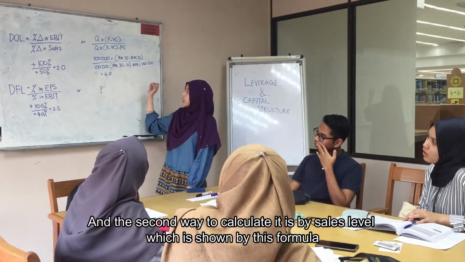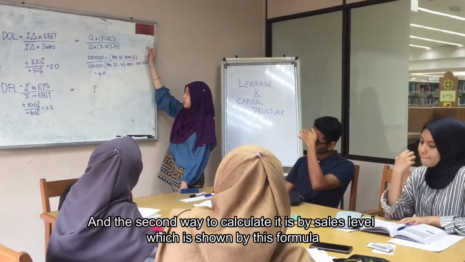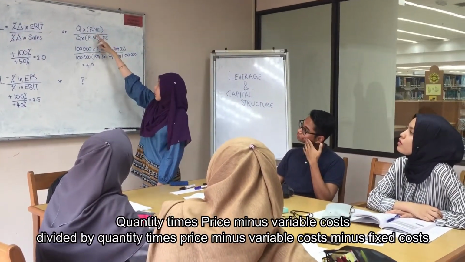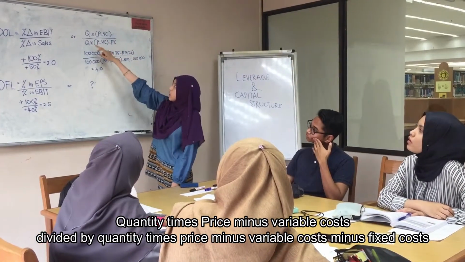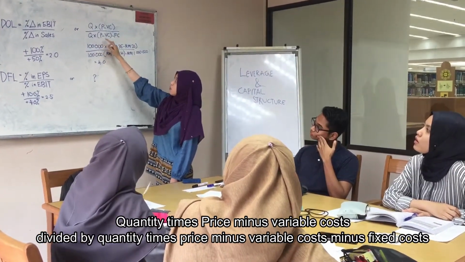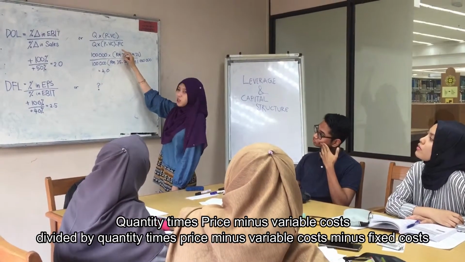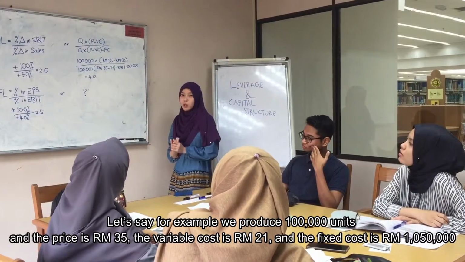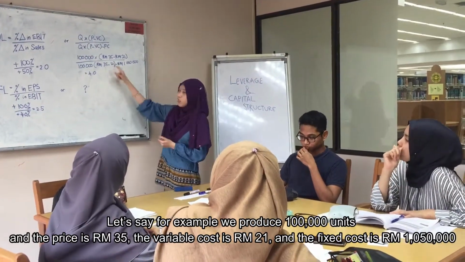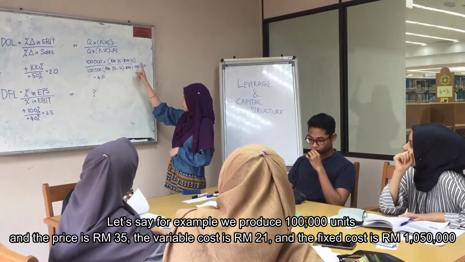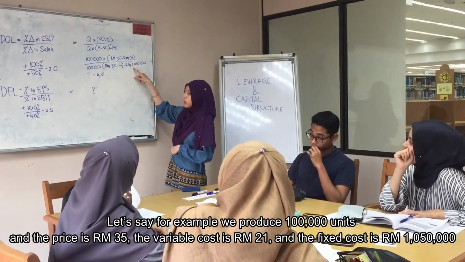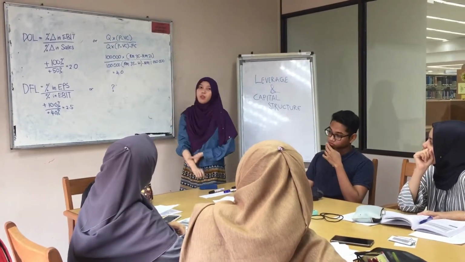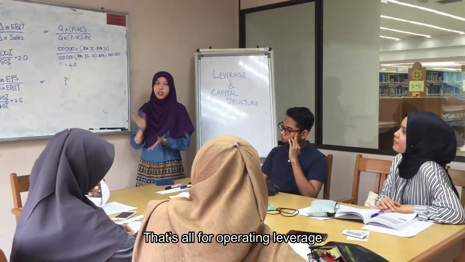And the second way to calculate it is by sales level, which is shown by this formula: quantity times price less variable cost divided by quantity times price minus variable cost minus fixed cost. So let's say, for example, we produce 100,000 units and the price is 35 ringgit and the variable cost is 21 ringgit and the fixed cost is 1,050,000. So when we calculate, the DOL is 4.0. That's all for operating leverage.